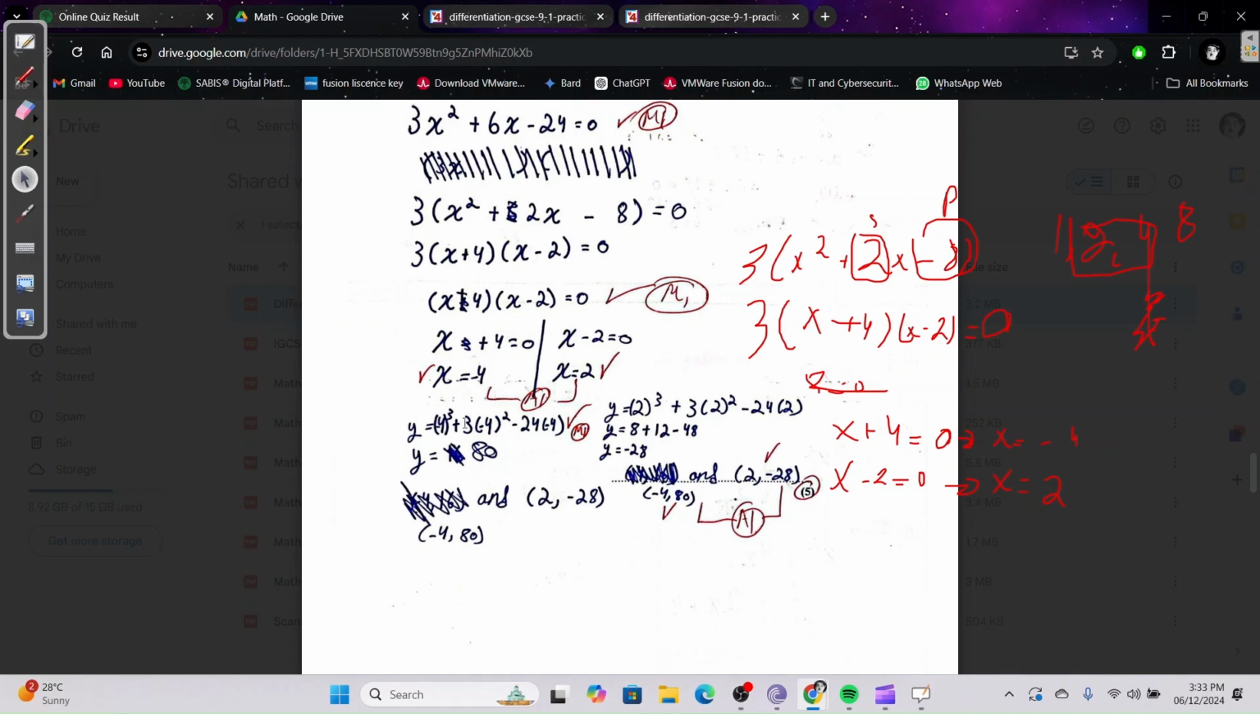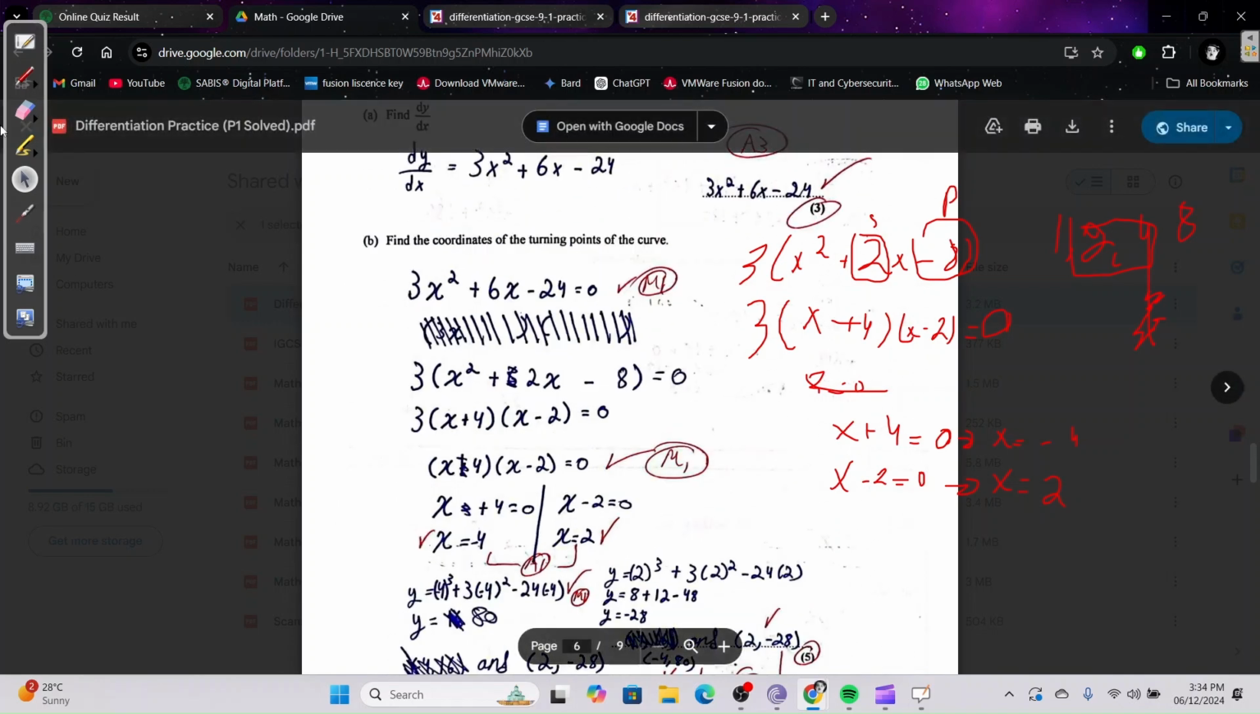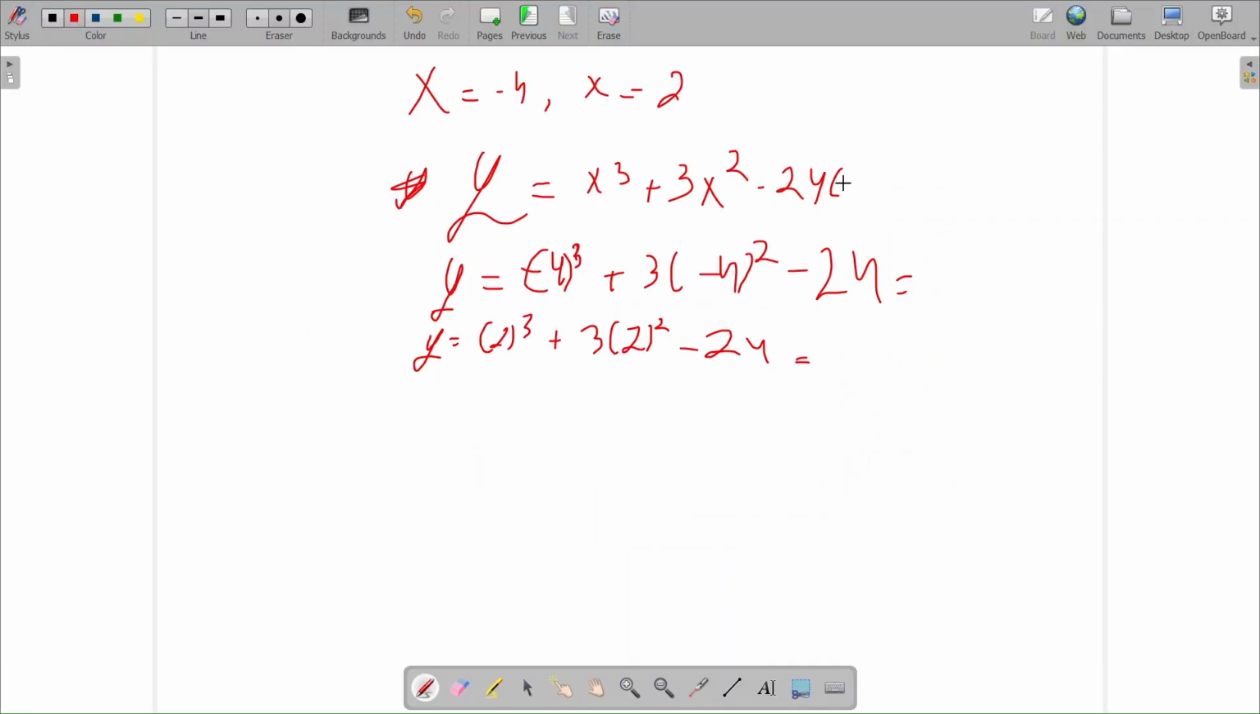So (-4) cubed plus 3 into (-4) squared minus 24. Oh, 24x, my bad. I forgot to put 24 into -4 here, and somewhere up above as well. Okay, let me just fix this: 24x, and here into -4, which we're going to solve as well. So into -4, whatever, this is going to be negative 80.